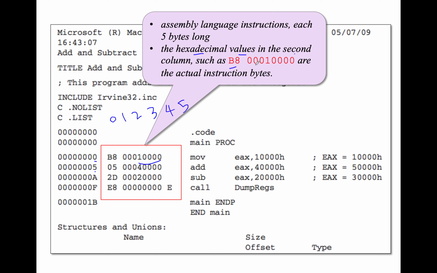0001000. This is the value, and you put it in, which is the actual instruction bits for your first instruction. Then you're going to see you have the next instruction line, which is add EAX, 40,000 hexadecimal. So this is the value.